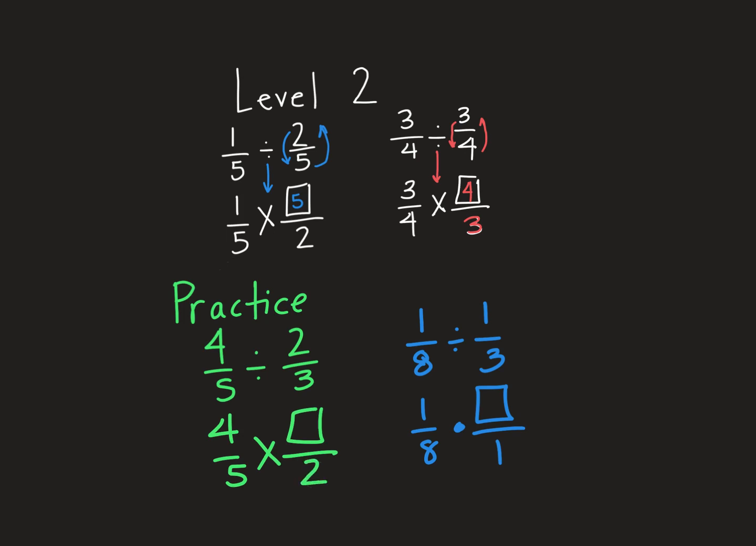All right, let's go ahead and do another one. For another one, we're going to have 5/6 divided by 7/3. Now if we change this to multiplication, then I want you to flip the second fraction and tell me what you would get there in that empty box.